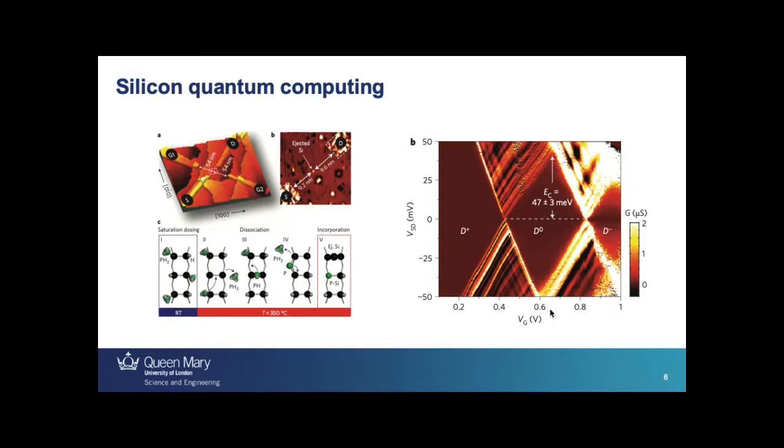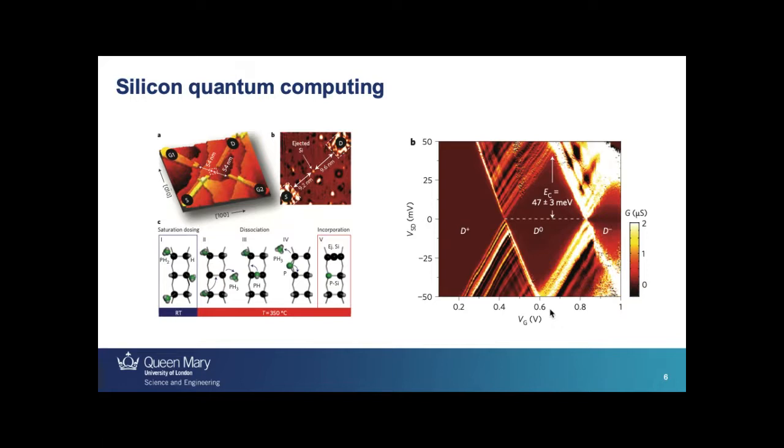How many hydrogen atoms do we remove from the chip? Well, for the electrodes, you remove a lot of them because you don't want any hydrogen there. But for the single donor, I think you remove a couple actually. I think you need a couple of clean silicon sites to put a single phosphorus in there.